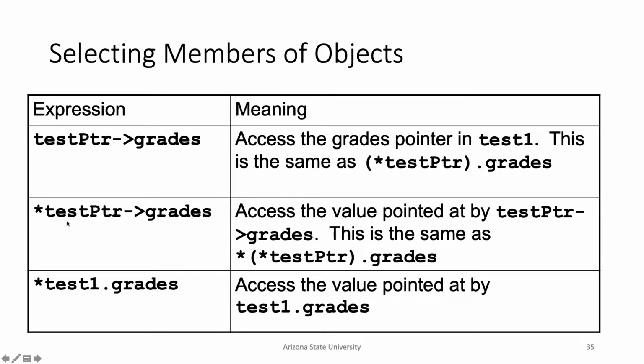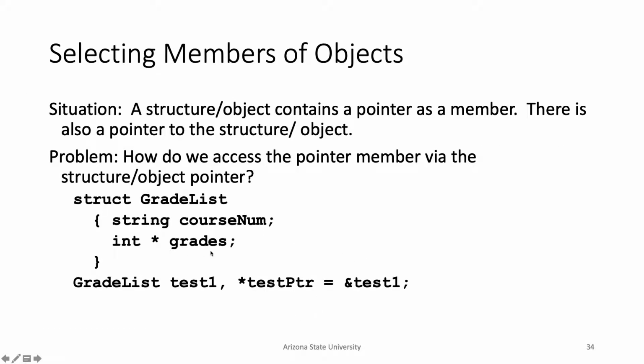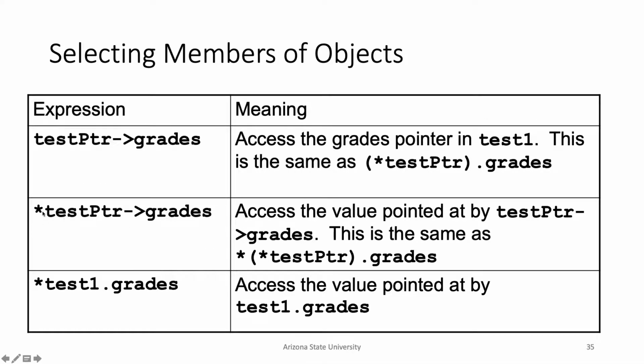Another way we can do this is if we want to access the value that's pointed to by the grades variable, whatever this is pointing to, then we can use star test pointer arrow grades. Or you can use star test1 dot grades. This is really for your information. I'm not going to test this because I never use this because I don't use pointers. But you may see this sometime. The vast majority of the time, though, you're just going to have a pointer arrow something. It's not going to be any more complicated than that.